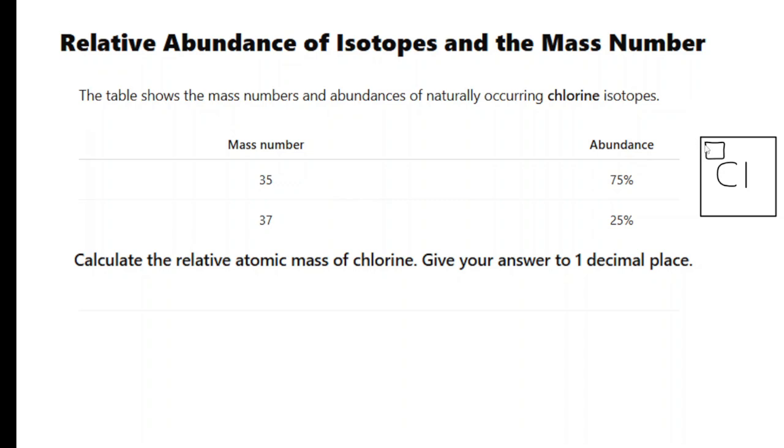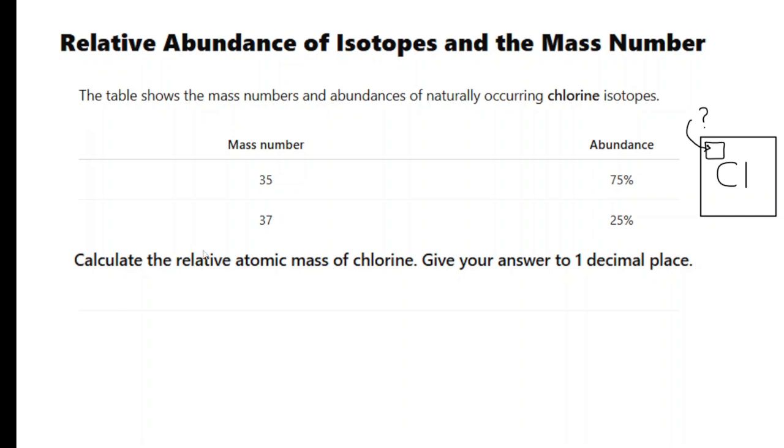I mean, should I put just 35? That's not fair, because there's 37. Can you just put 37? No, it's not fair for 35. Can we just add them up and halve it? Well, that would work if they were 50-50, but they are not 50-50. So this question is about how you find the actual mass number that you need to put in here. Please try this question, and I will talk this through in a minute.